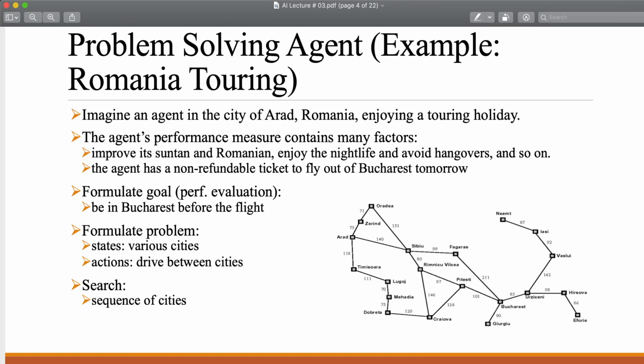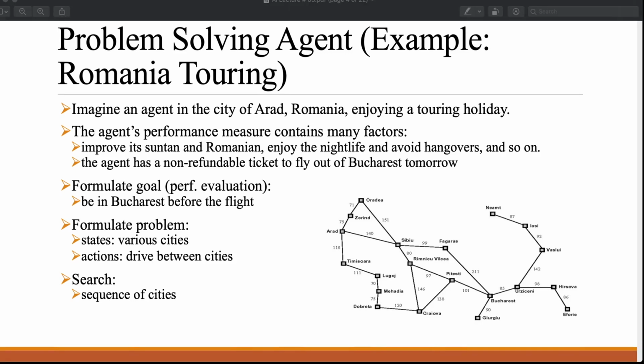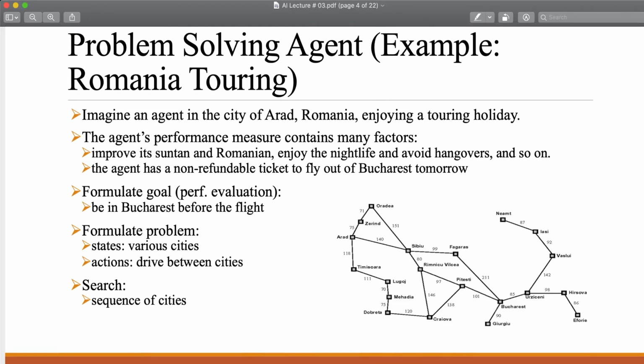And now, what is the search algorithm? The search algorithm is to find a sequence of cities. So this was all about the problem formulation for a problem solving agent, and the example was of cities in the state of Romania.